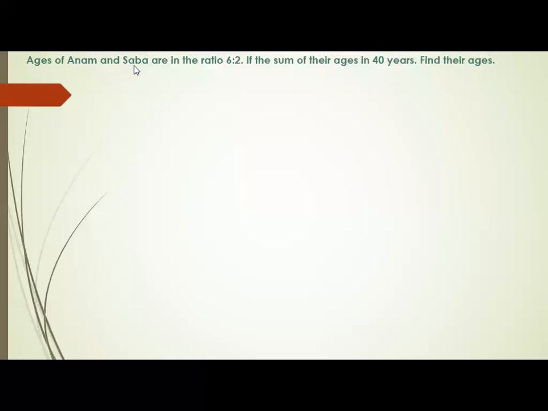Here ages of Anam and Sabaz are in the ratio of 6:2. If the sum of their ages is 40 years, find their ages. Here total amount is not given. Here in this question ages are given, and this first ratio is for Anam and the second ratio is for Saba. The ages of Anam and Saba are in the ratio of 6 and 2 respectively. If their sum of ages is 40 years, then find their ages.